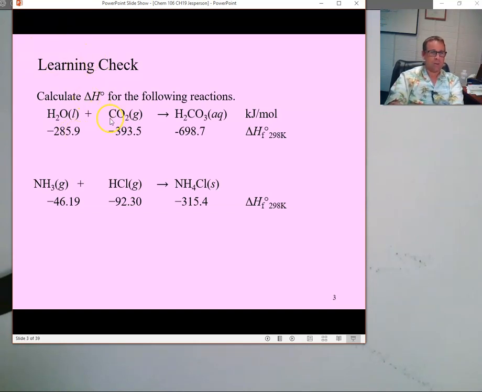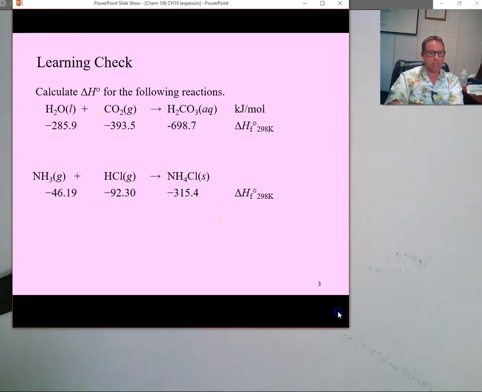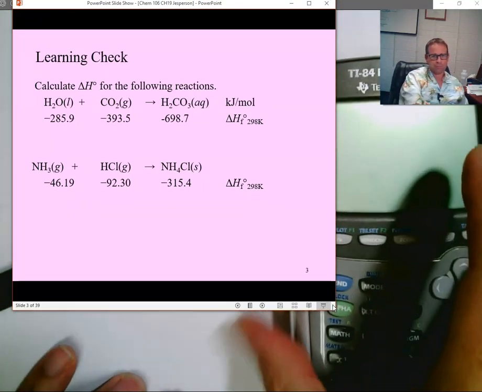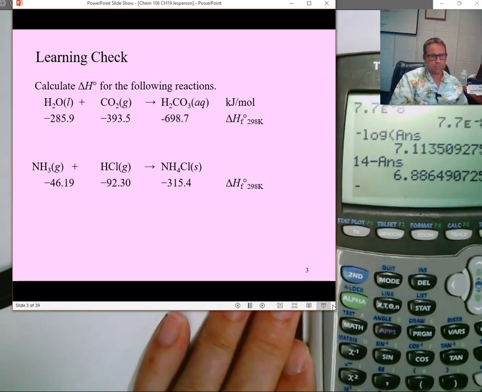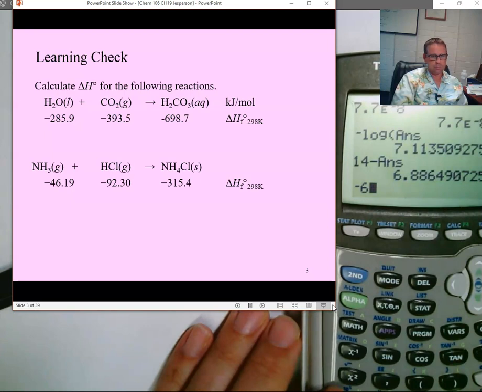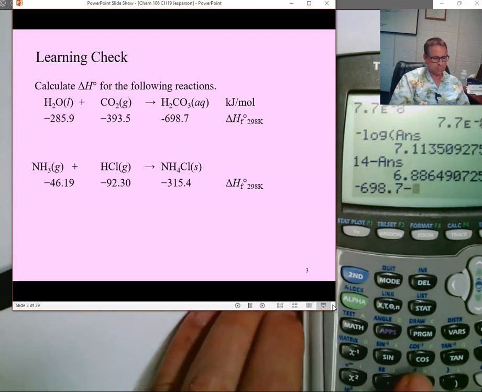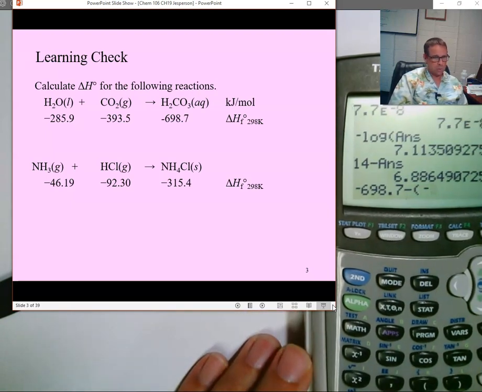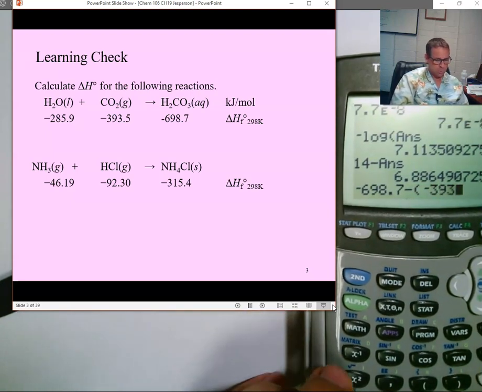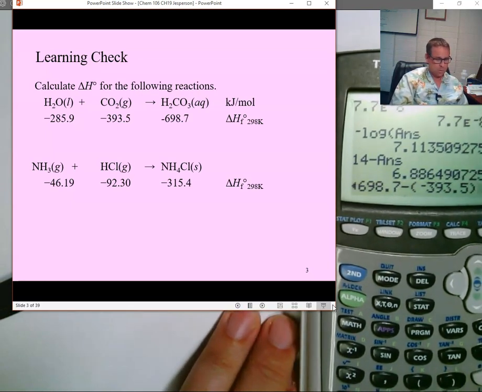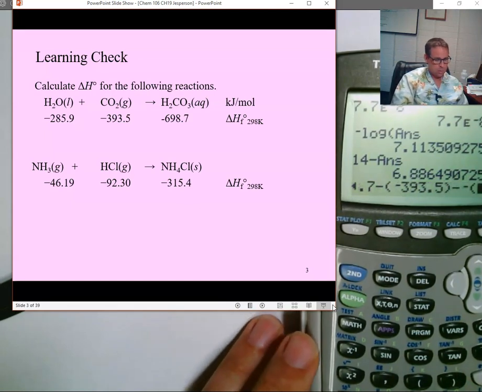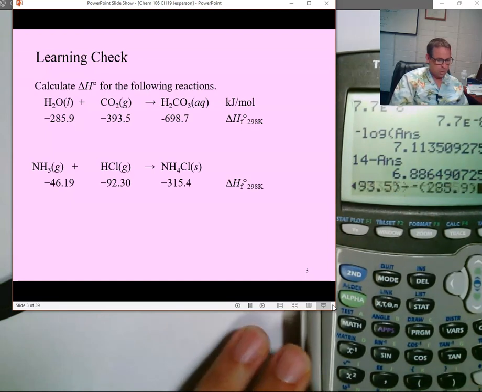Yes, that's right. So specifically, what would I put in my calculator? So you do negatives. I guess you don't have to do the negatives, you can put that at the end, but negative 698.7 minus the negative, so it would be plus 393.5 minus negative 285.9.